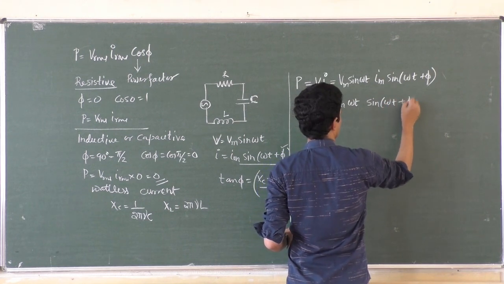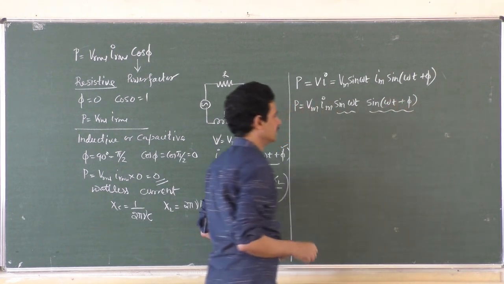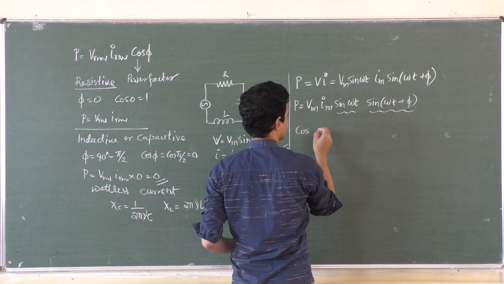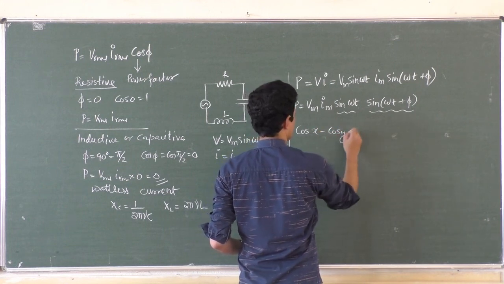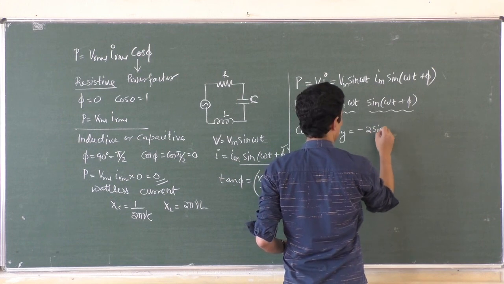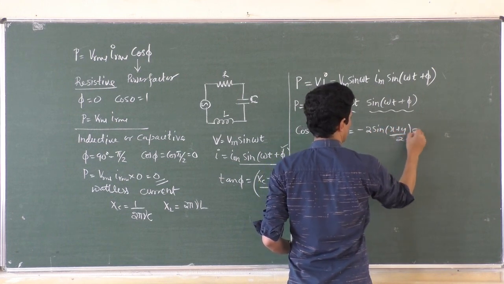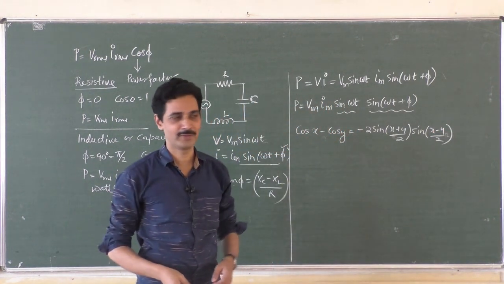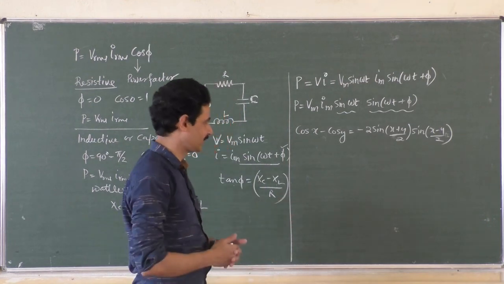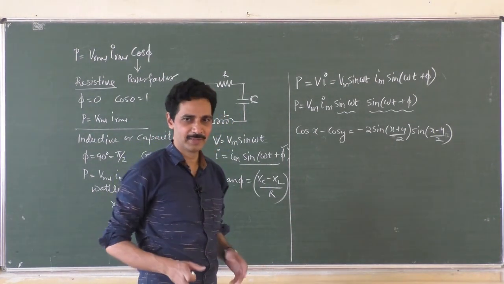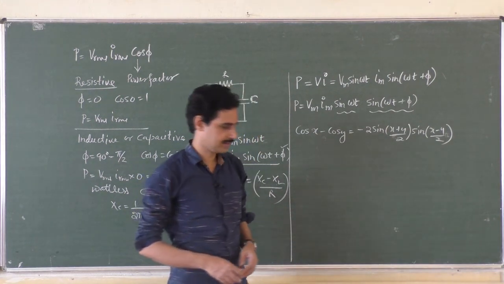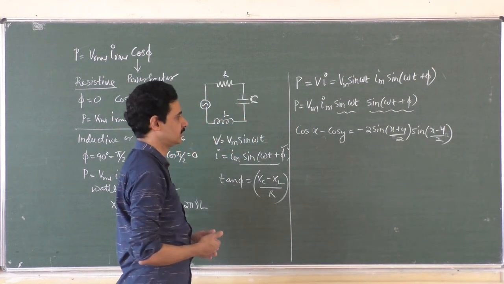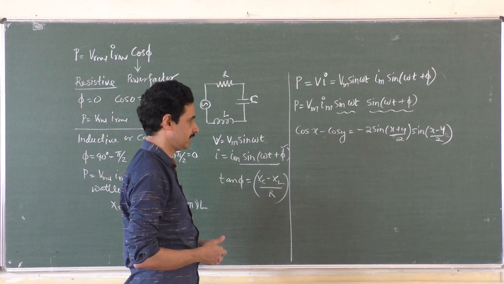So using trigonometric formulas, you have to solve this one: sin omega t into sin omega t plus phi. We have a formula, cos x minus cos y is equal to minus 2 sin x plus y by 2 sin x minus y by 2. Don't know whether you remember this formula or not. I too don't remember this formula, but for the time being I remember this. There are so many trigonometric formulas. For physics, it is enough if you remember certain formulas, but trigonometry is very much needed in these types of analytical solutions. Okay, minus 2 sin x plus y by 2 sin x minus y by 2 gives cos x minus cos y.